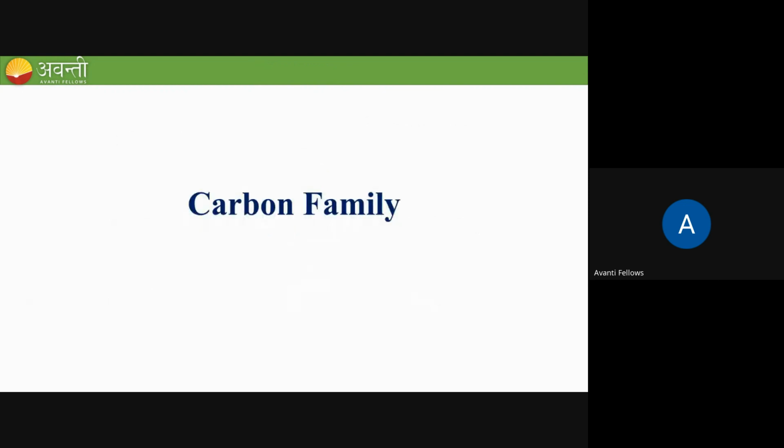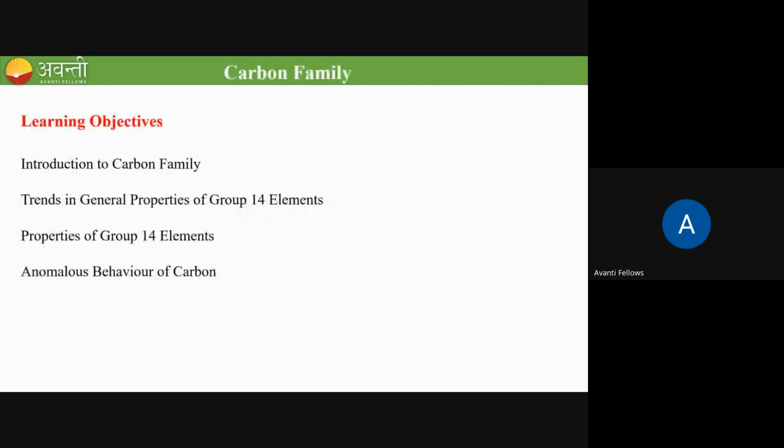In the carbon family, we are going to see the introduction to the carbon family, the trends in general properties of group 14 elements, the chemical properties, and last is the anomalous behavior of carbon.